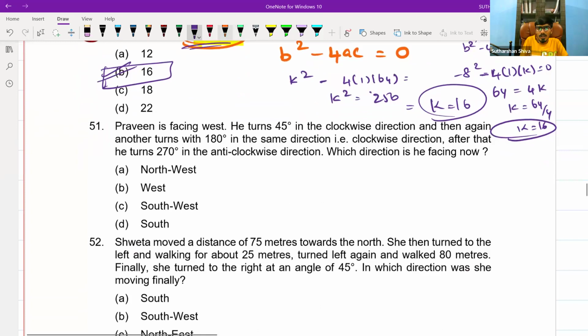Then coming to the logical reasoning part, question number 51, you can easily do it. Just pause the video and do it. But after that, I will give you a trick over here.